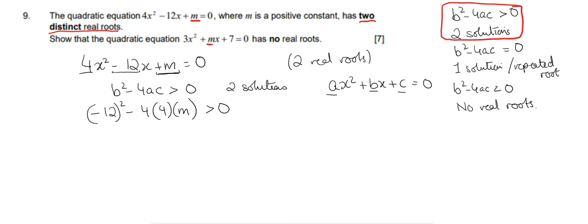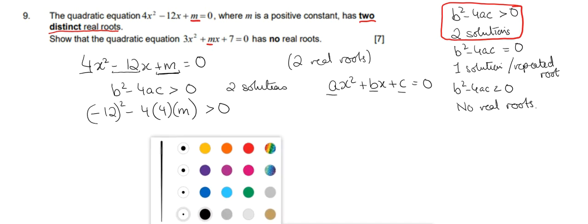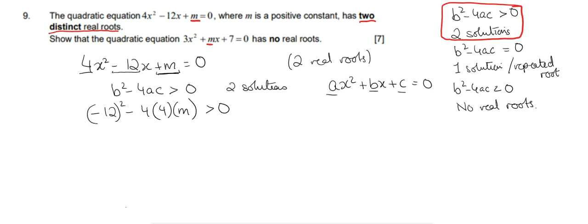So we're squaring minus 12 squared. Remember, any negative number squared will just give you a positive. So that becomes plus, and 12 squared is 144. Minus, you can leave the 4 out first and just work these two brackets out first. Multiplied by 4, I'm greater than 0. 144 minus 16m is greater than 0.